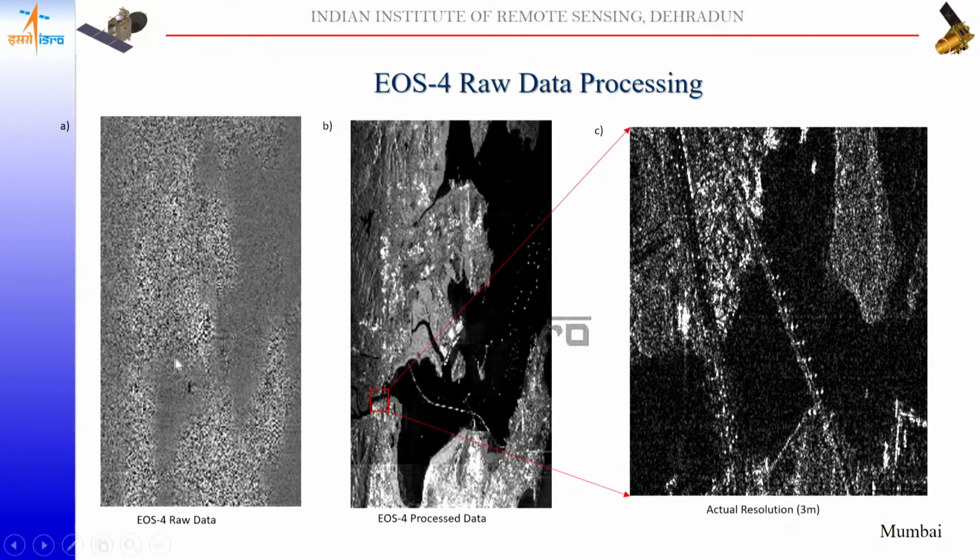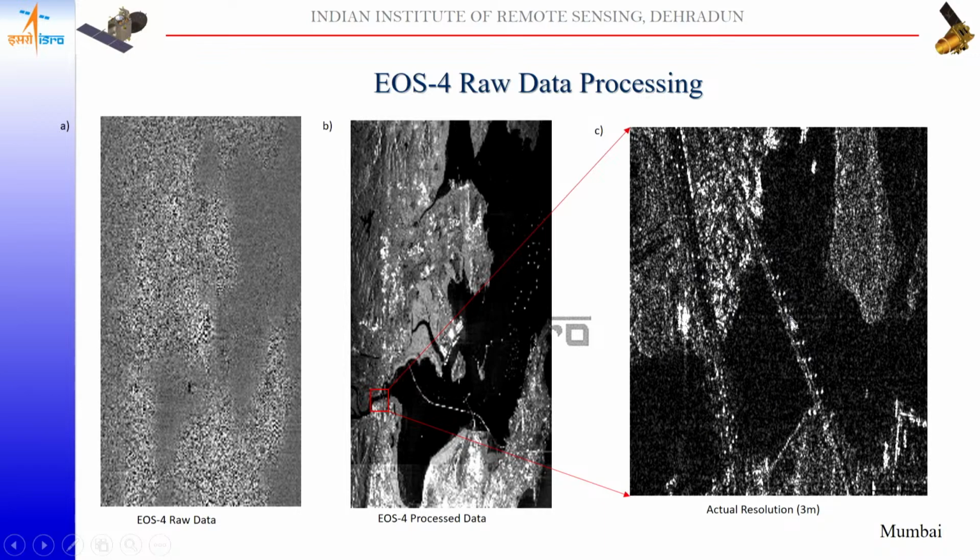So here you can see the different SAR images. This is the EOS4 raw data and how it is processed. This is the Mumbai area. After processing the raw data, we are able to see how the image looks. You can see the bridge area.